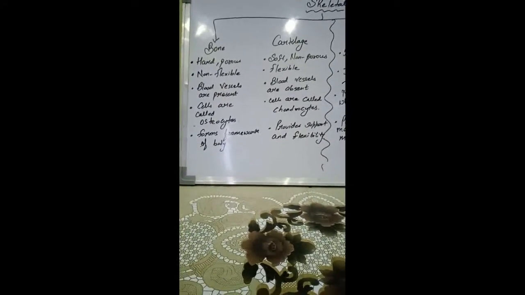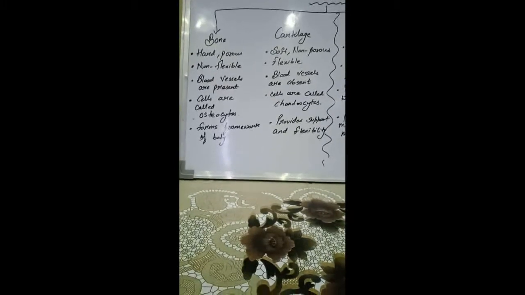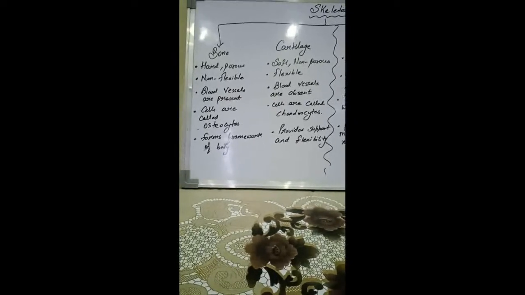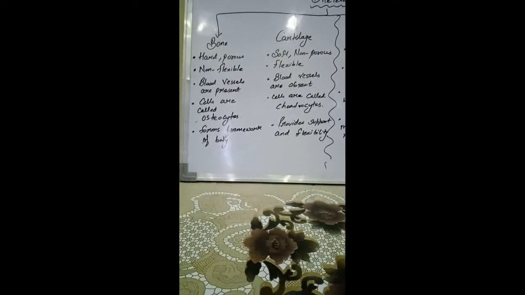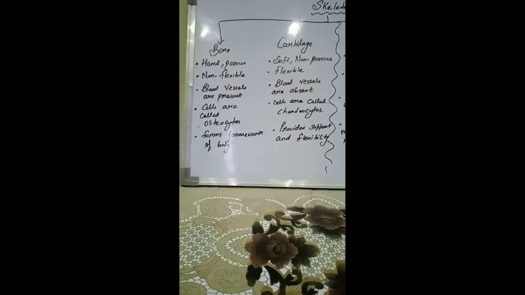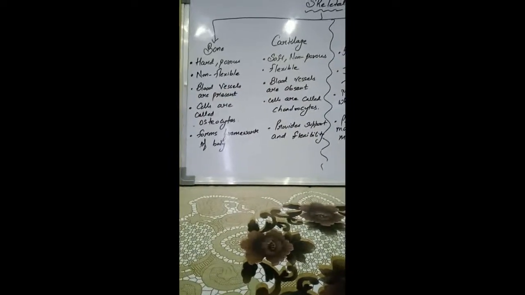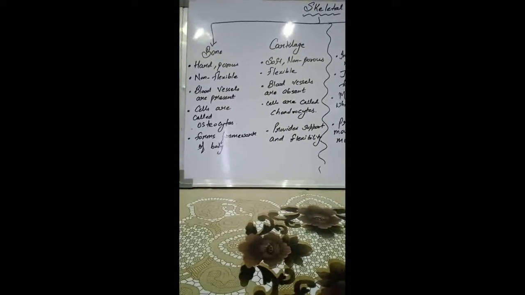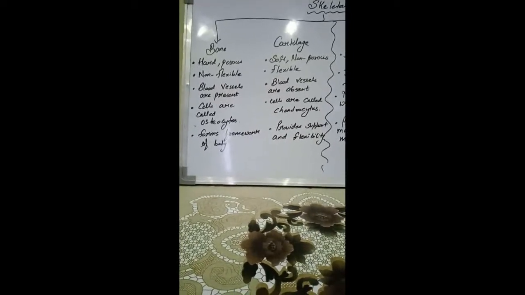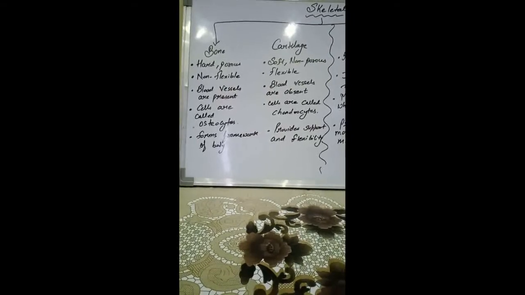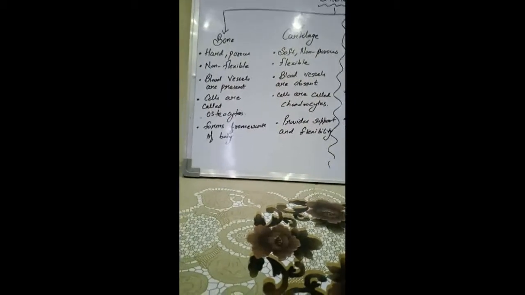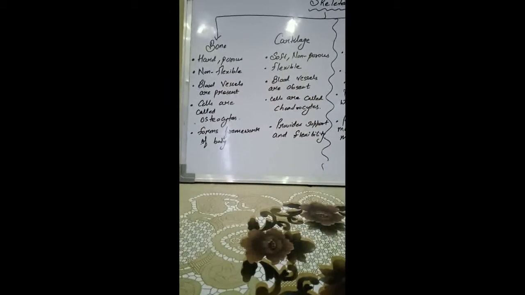Okay. So first, bone is hard and porous. The bones are always hard and porous, but cartilage is completely soft and non-porous. Then bones are non-flexible. You cannot turn and twist your bones, but cartilage is flexible. You must have noticed you can twist your ears, you can twist the tip of your nose. Why? Because cartilage is present there, and it is flexible. But you cannot twist the bones in your hand or the bones in your legs, because bones are non-flexible. Third, blood vessels are present in bones but absent in cartilage.